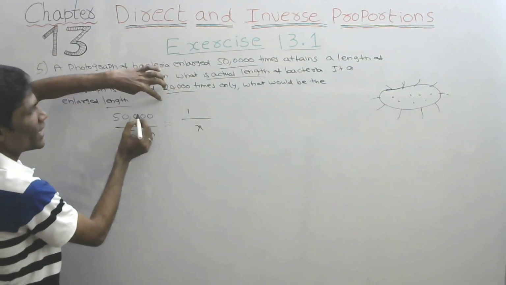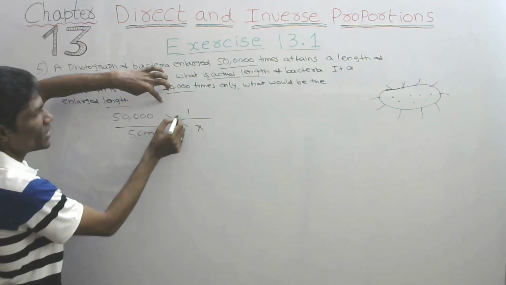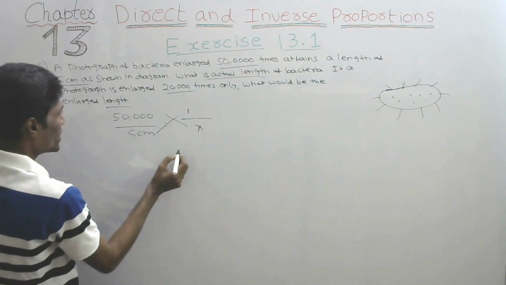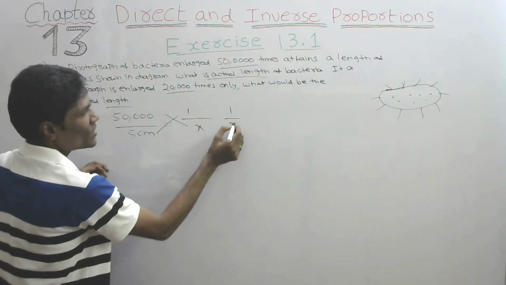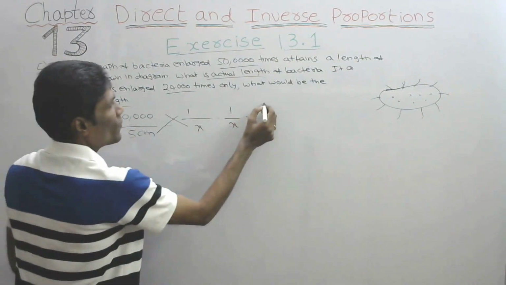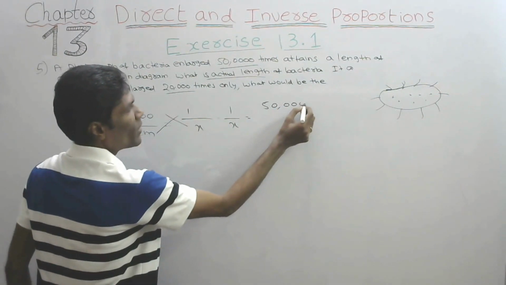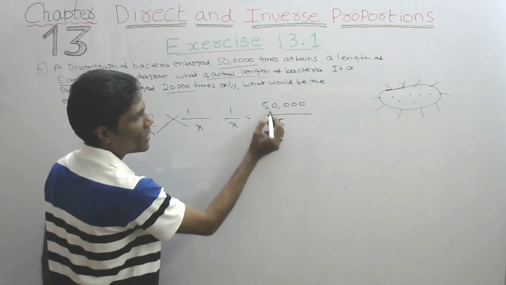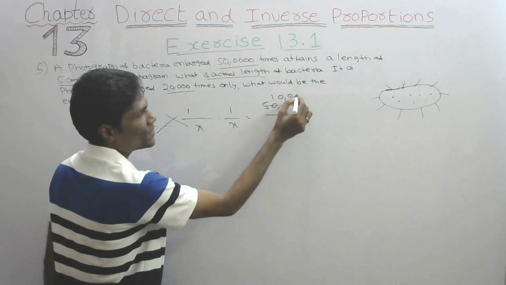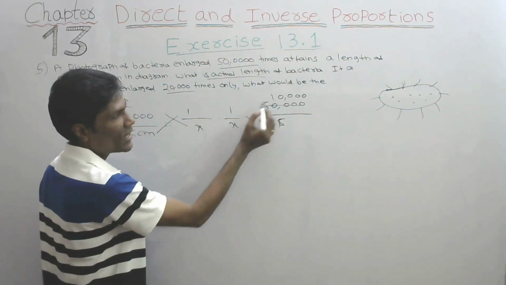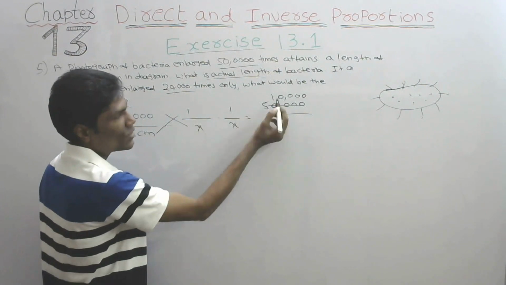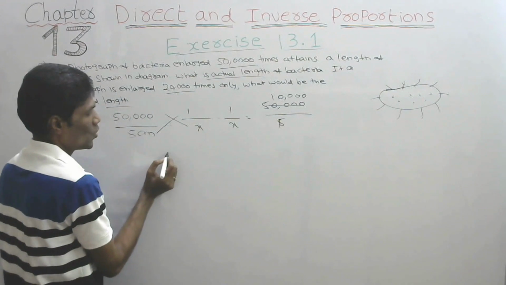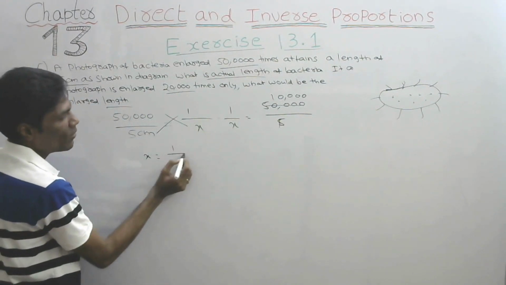So we will be getting the x to this side and this 5 centimeters to this side. Or what we will do is directly in a single step, 1 by x equal to 50,000 divided by 5. So when we cancel, 5 ones are 5, 10,000s are. So 1 by x equal to 10,000. X to this side and 10,000 to this side. So x equal to 1 by 10,000.